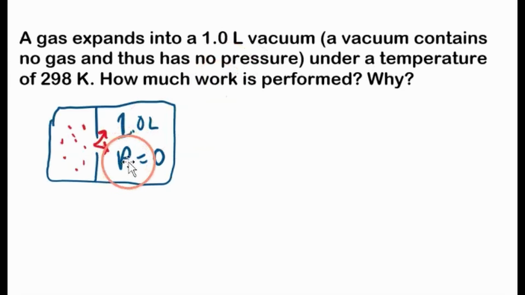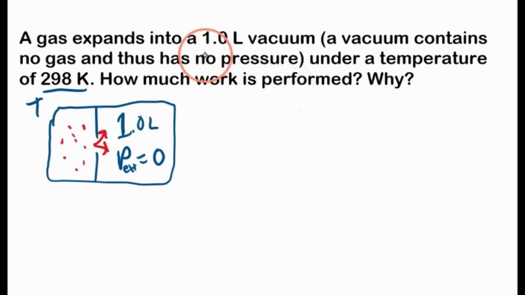And this is like the external pressure in some ways. It's like external to the system here. If we just ignore the outside surroundings here, there's no pressure. There's no pressure because there's no molecules here, or there's no spring pushing on a piston or anything like that. And we have a temperature of 298 Kelvin. So there we go. How much work is performed and why?